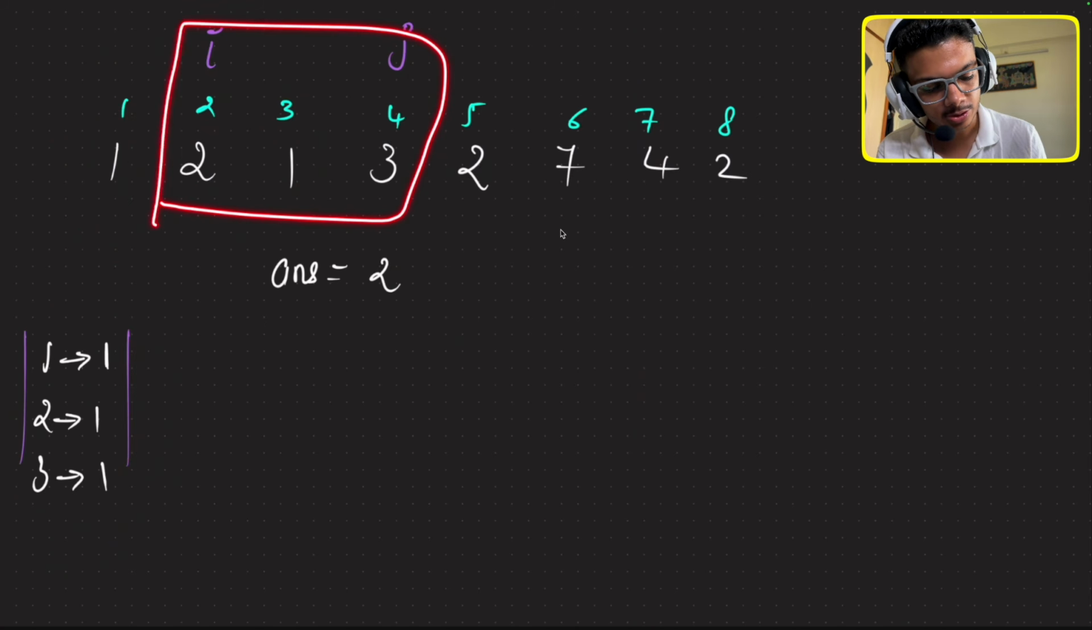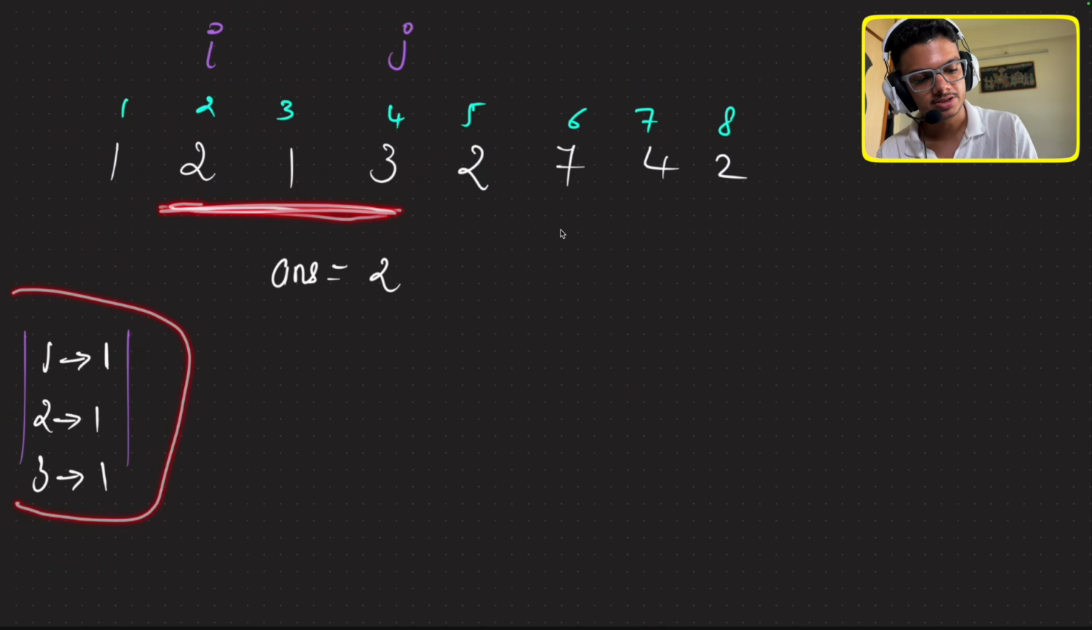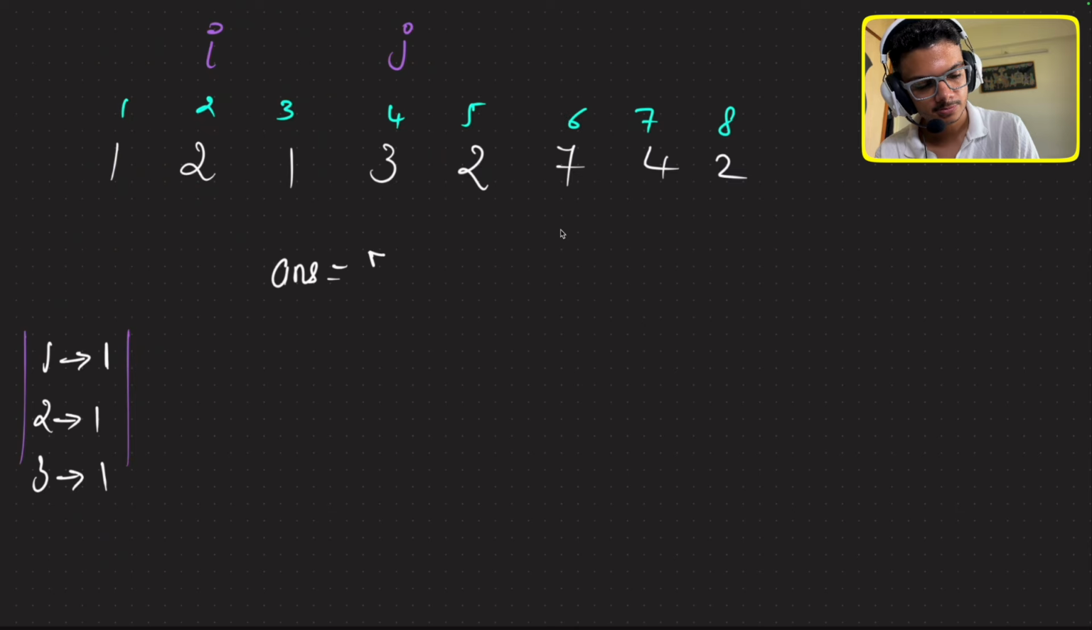So the answer will be updated to what here? You can say how many unique elements are there in this window? 3. Or the map size is 3. So yeah, the answer will be updated to 3 as well. Okay, so we calculated the answer for the first 4 indices. Now we again move ahead.